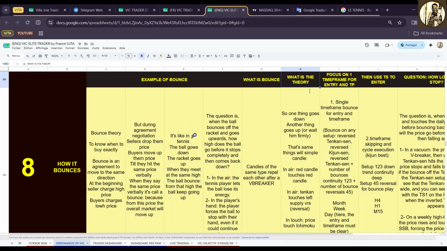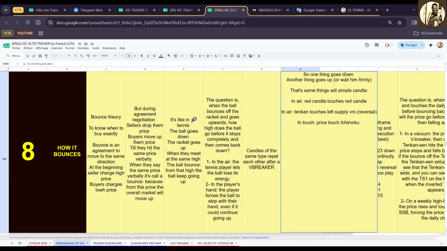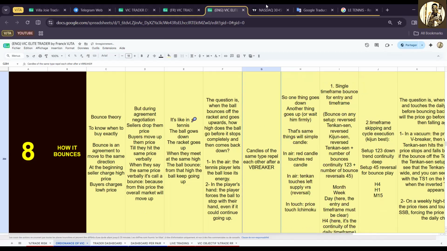What is the theory itself? One thing must go down, another thing must go down. One thing must go down, another thing must go up. Okay, that's the same thing with simple candles. In the air, a red candle touches another red candle. We talked about it. The next element of the bounce theory is that in the air, Tenkan touches left supply VRS for a reversal.